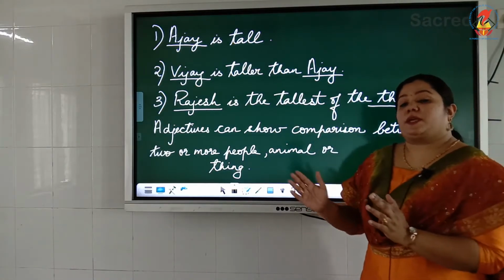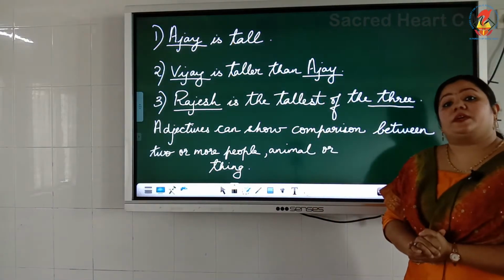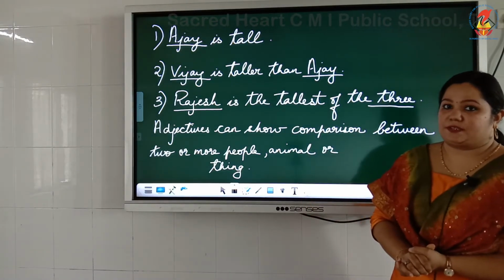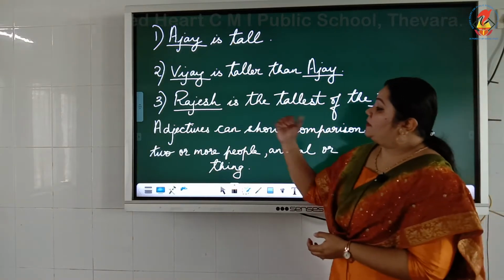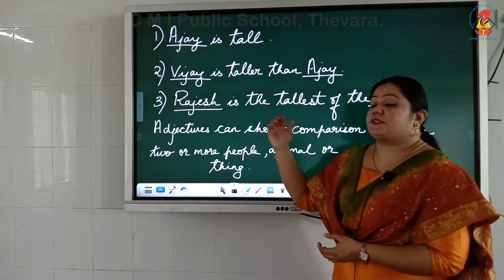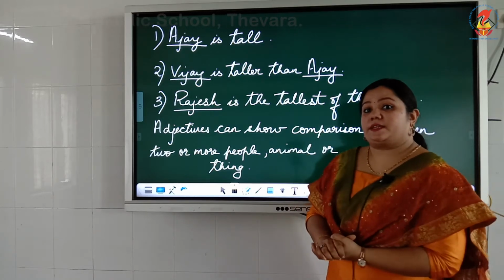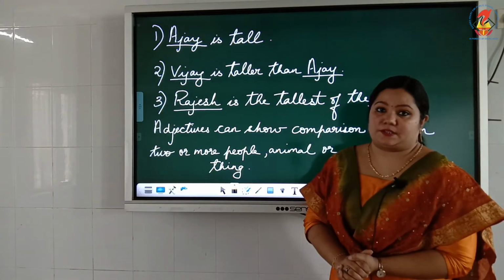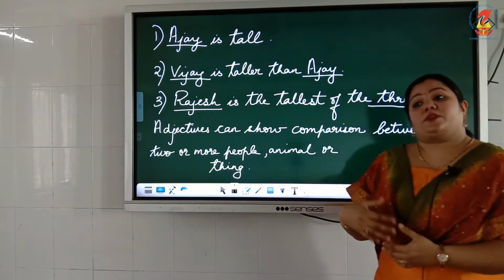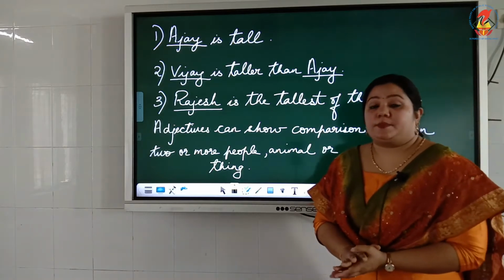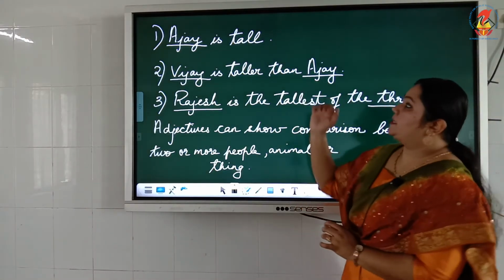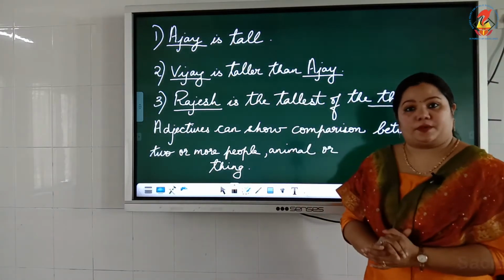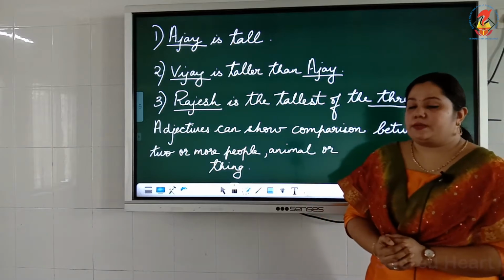So when comparison is made between two boys, we say that that particular sentence is in the comparative degree of comparison. Okay? And the third one, when Rajesh is compared to all the other boys, this sentence is said to be in the superlative degree of comparison. That is, comparison made between more than two animals, persons or things. The first sentence anyway has no comparison whatsoever, so it is in the positive degree of comparison. I will tell you in detail, okay?